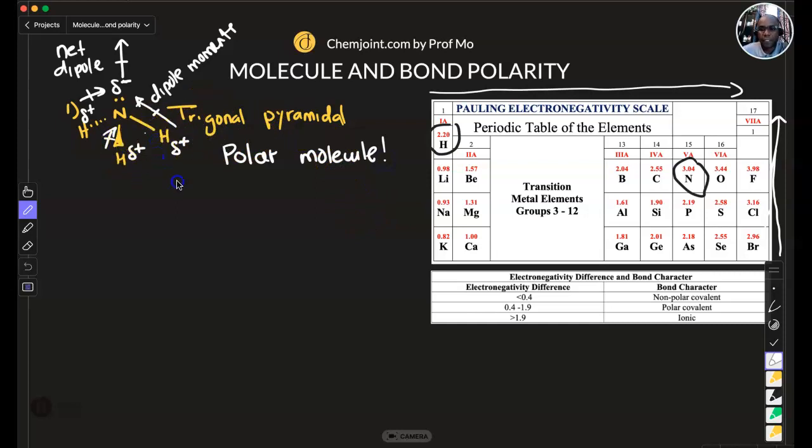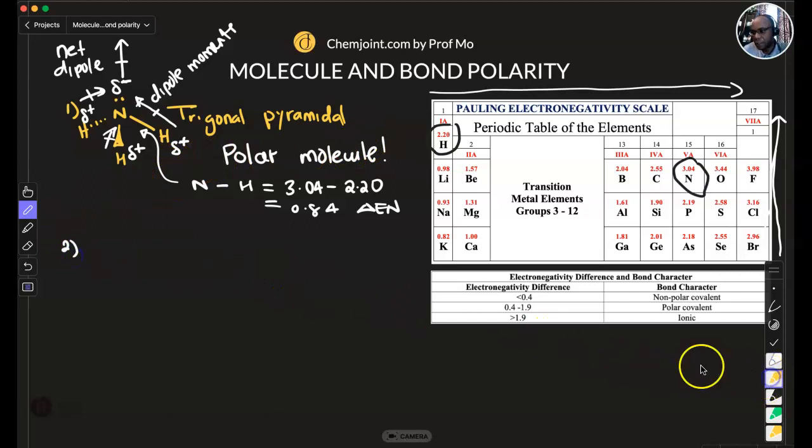Now I already did the calculations to show that the bond is polar. Even though I'm showing you charges on either end showing polarity, you can use the Pauling scale to subtract the Pauling value of nitrogen minus that of hydrogen, 3.04 minus 2.20, and we ended up with a 0.84 difference in electronegativity. That is one example. Let's look at another example.